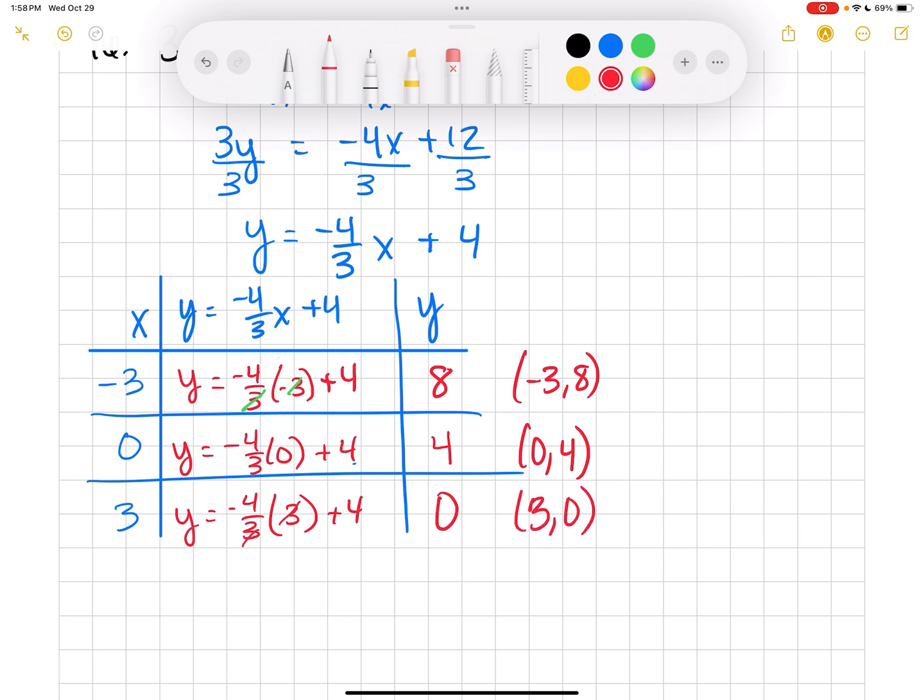So to graph this one, see if I have enough space here. I think.